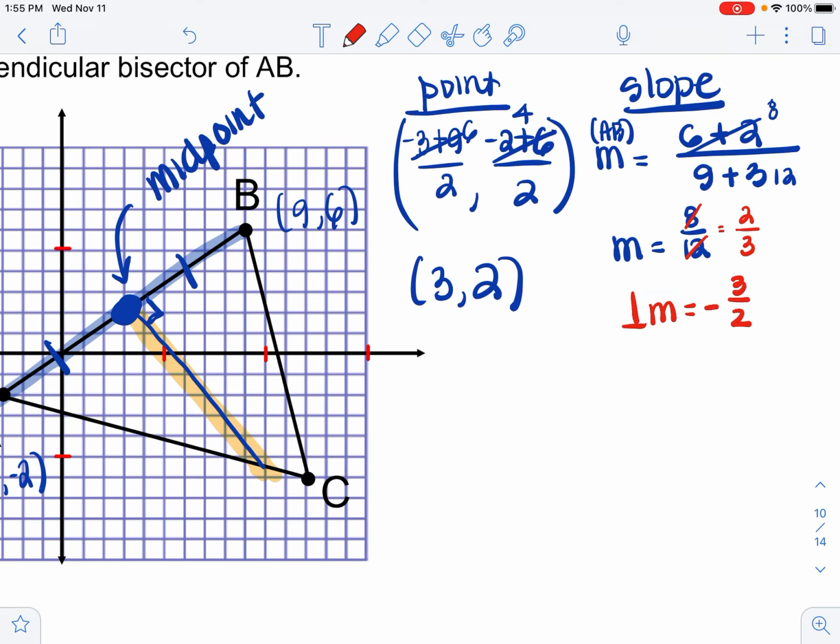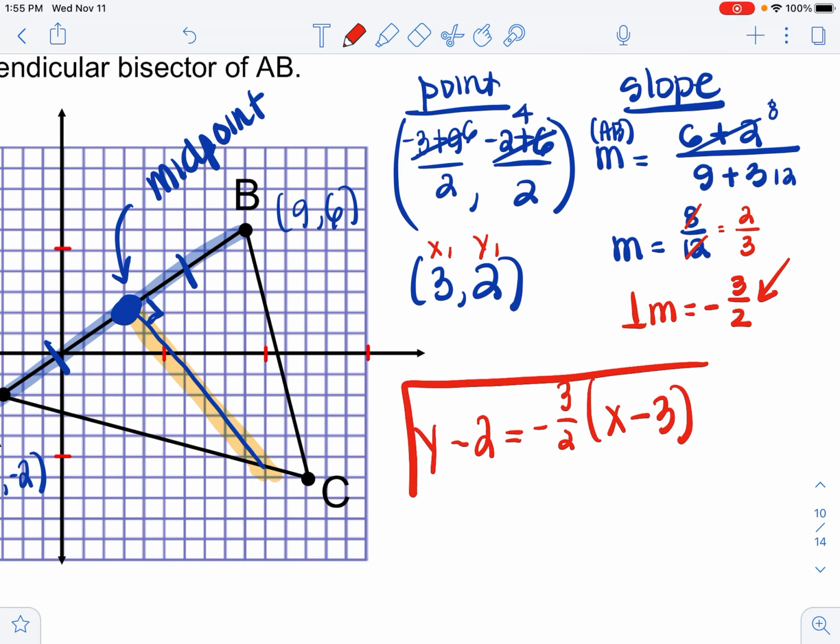Now I can write my equation of my line. Remember, you're using this is x1 and this is y1. So you're going to do y minus y1, which is 2, equals m, which is -3/2, times x minus x1, which is 3. And there's the equation of my line.